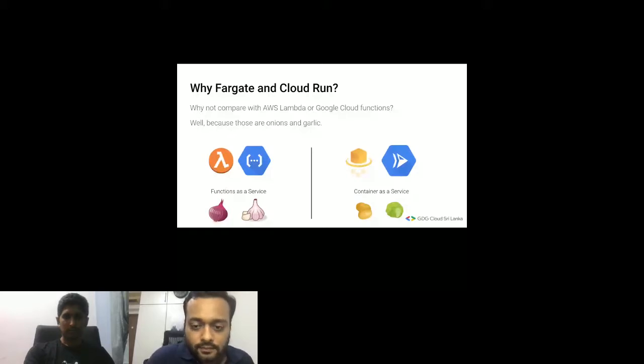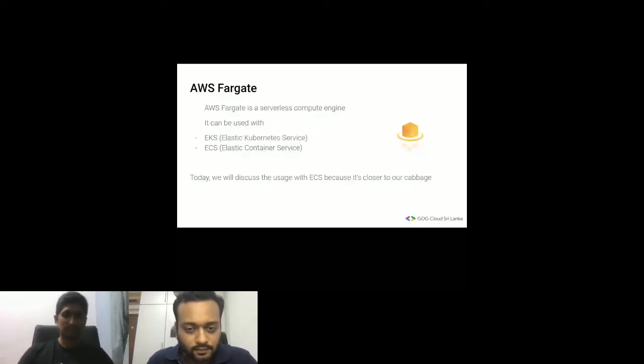Cool, that'll work. Okay, number one, AWS Fargate. What is Fargate? Fargate is just a serverless compute engine. Fargate can be used in two different flavors. One is with Elastic Kubernetes Service, which is the Kubernetes offering by AWS, and the other is Elastic Container Service. What we are doing today is running Fargate on top of ECS, or Elastic Container Service, because it's far more relatable to Cloud Run, and we'll be doing our deployments on ECS.